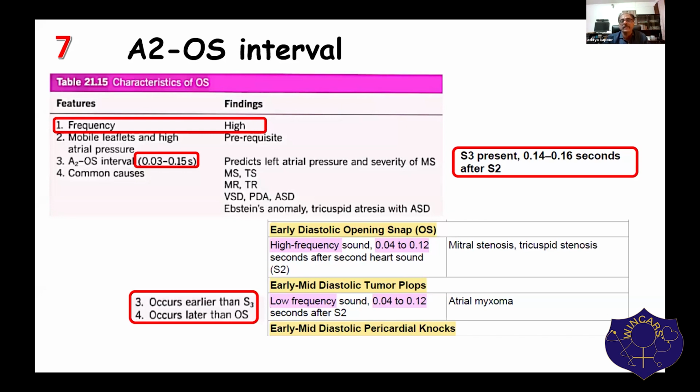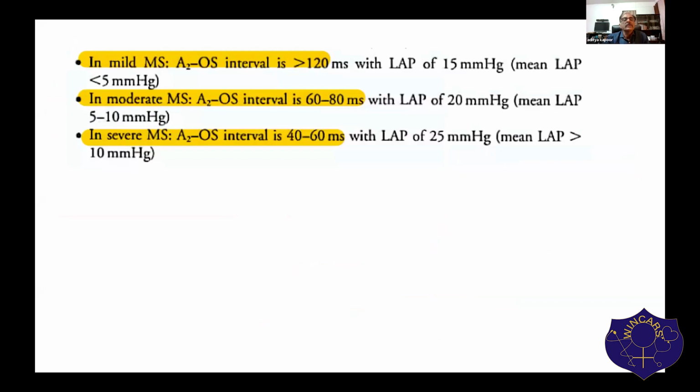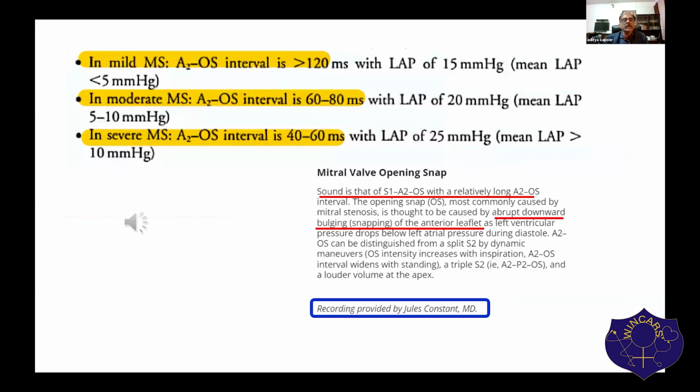Don't get confused by this. Remember these intervals. If the A2 OS interval is more than 120, then it is milder MS, while with severe MS, the interval comes down to 40 to 60 milliseconds. Of course, it is difficult to discern this. This is just a theoretical question. You should be aware of this. And I don't know again whether this will be audible.